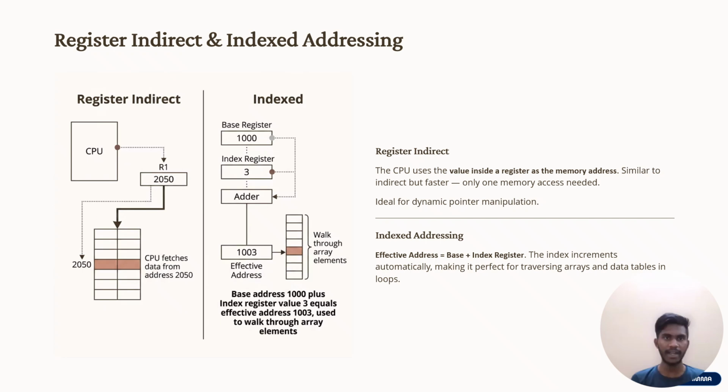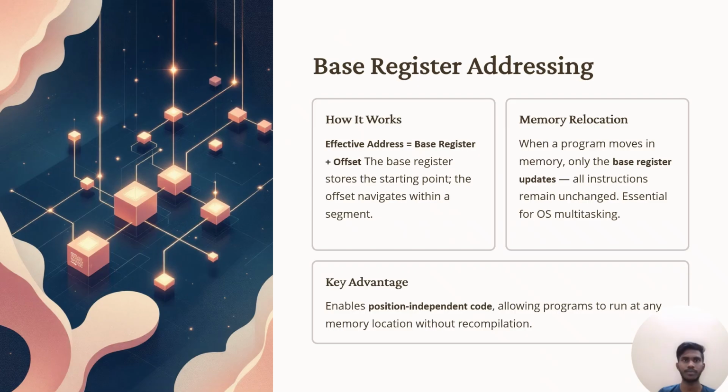Register indirect. The CPU uses the value inside a register as the memory address. Similar to indirect but faster. Only one memory access needed. Ideal for dynamic pointer manipulation. Indexed addressing. Effective address equals base plus index register. The index increments automatically, making it perfect for traversing arrays and data tables in loops.